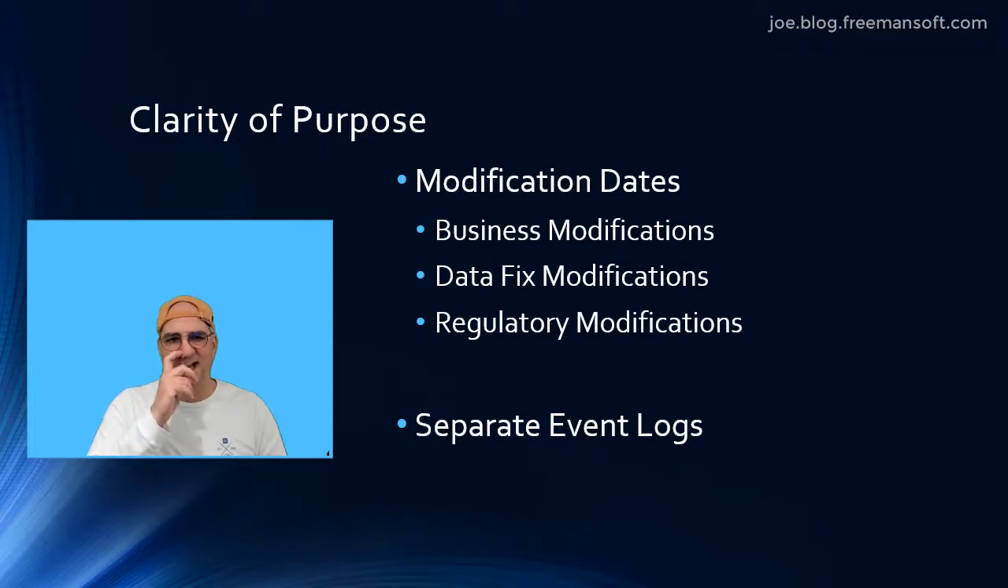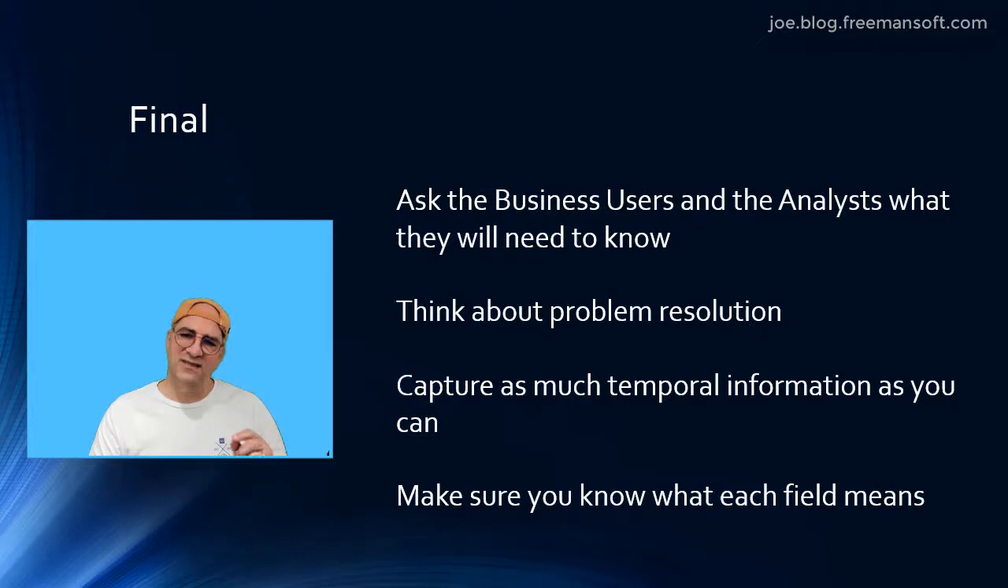This one here, really, we want to be clear about the purpose. And the modified one is the one that usually gets me. But really, you got to know what every field means. Put as many dates in as makes sense, or you can record. And I've seen systems where the dates were a third of our fields. And then make sure when you do modifications, you record somewhere that those modifications were done, either in the core data or in events. The last thing is you really got to ask the business users and the analysts what they need to know.